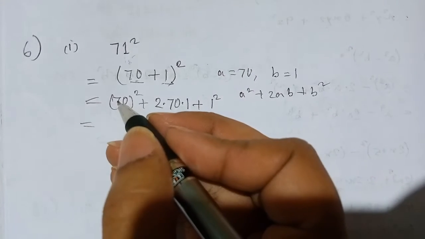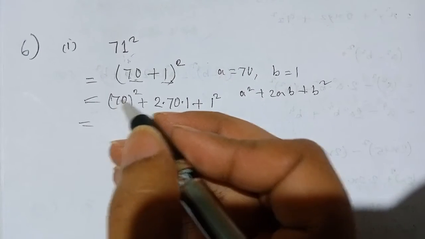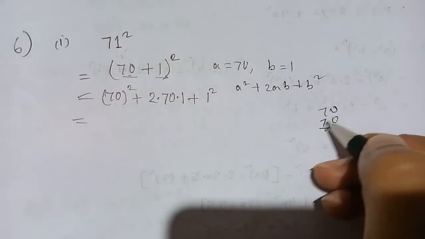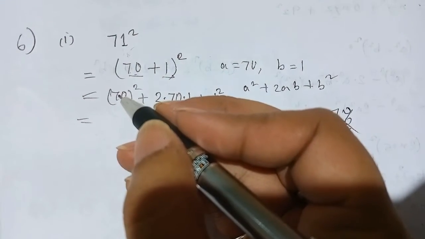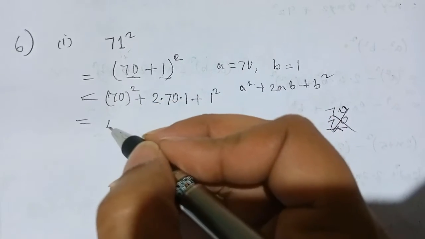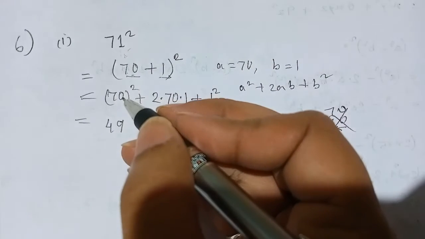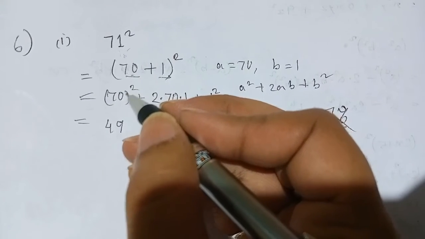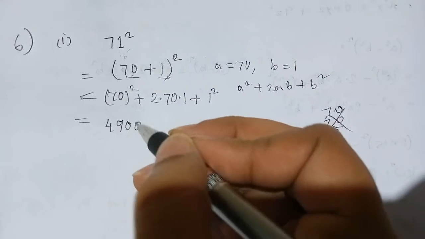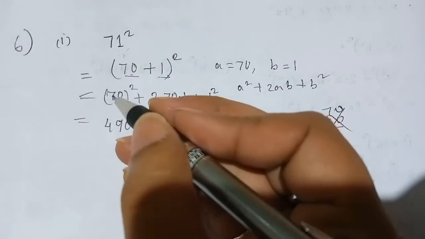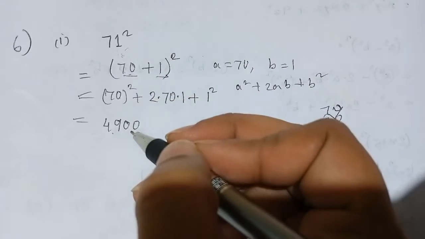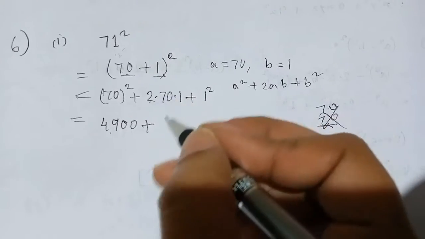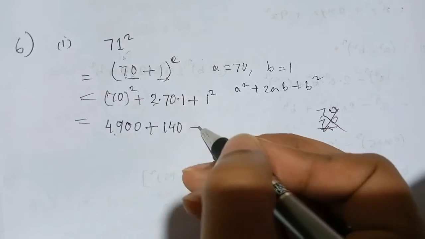Now what is 70 square? Very easy to find out. It is not that you multiply 70 into 70 like this, no. You see 7 square. 7 square is 49, so write 49, and whenever the square is there, you write 2 times 0. Square means 2 times 0. 7 square is 49 and 2 times 0. Plus 2 into 70 into 1. So 2 into 70 is 140, plus 1.